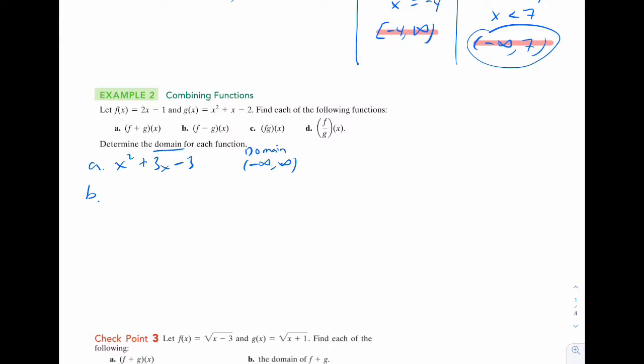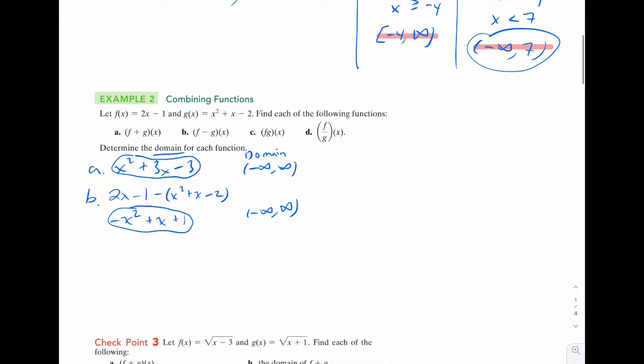F minus g. For this one, maybe don't do this in your head. It might be better to write it out, just because you got to incorporate the minus for everything. So now we have negative x squared plus x plus 1. And again, your domain here is clearly everything. If there's no fraction, you can just write all real numbers, typically.